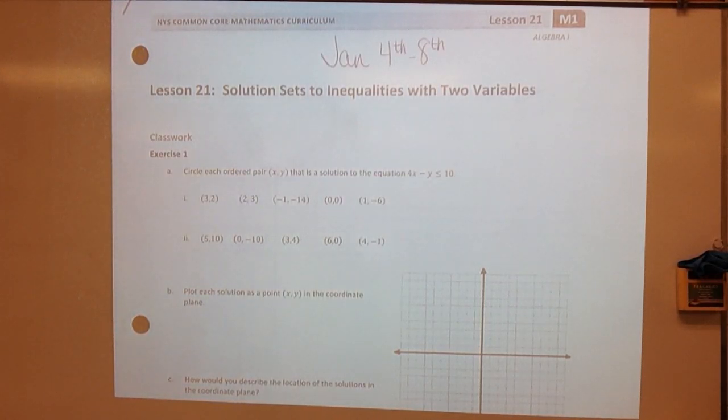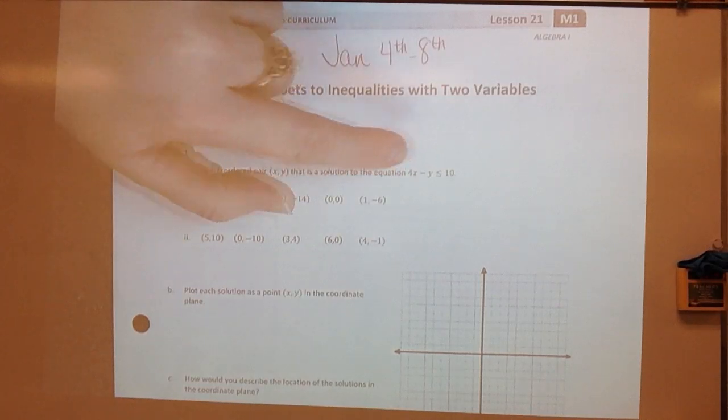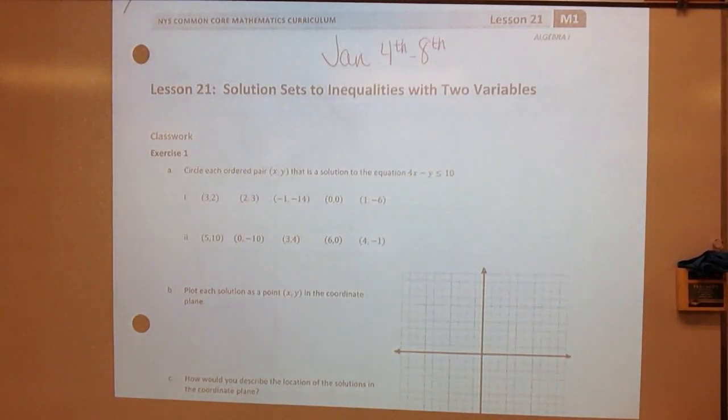Exercise 1 says circle each ordered pair, x and y, that's the solution to the inequality 4x minus y is less than or equal to 10. So go ahead and do me a favor and pause your video and do this. Guys, let me explain to you. All you're doing is plugging in. So, for example, in the first set, you're going to plug 3 in for x, and you're going to plug 2 in for y. And if you get a true statement, then you circle it. So go ahead and pause your video and see which ones you come up with.